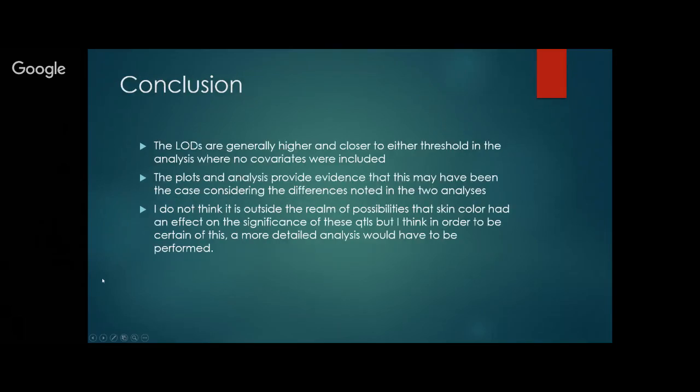So in conclusion, the LODs are generally higher and closer to either threshold in the analysis where no covariates were included. The plots and analysis provide evidence of this, and it might have been the case considering the differences noted in the two analyses. I do not think it's outside the realm of possibilities that skin color had an effect on the significance of these QTLs, but for the reasons I listed above, mainly that 46 of the mice were omitted, I do think in order to be certain of this, a more detailed analysis would have to be performed.